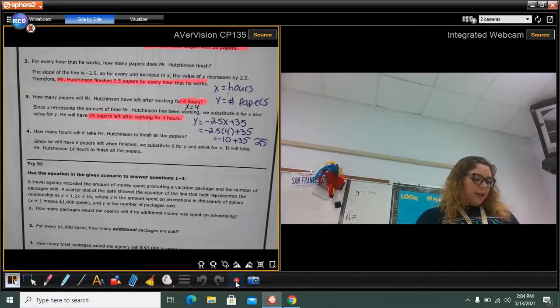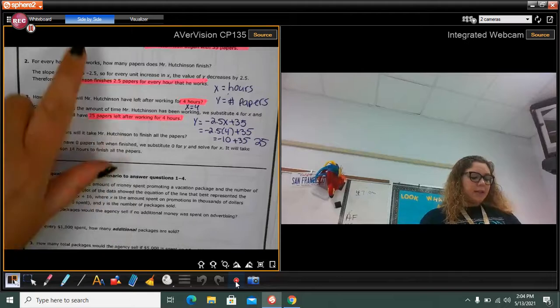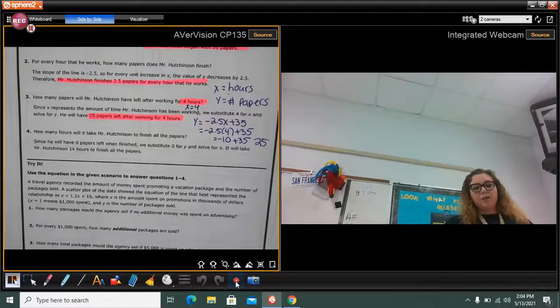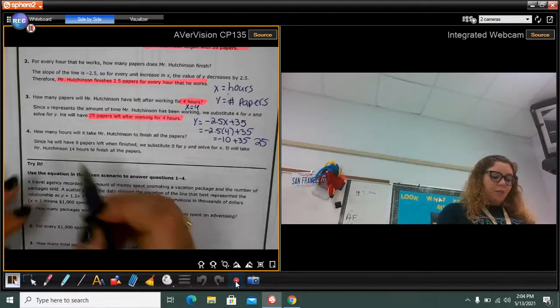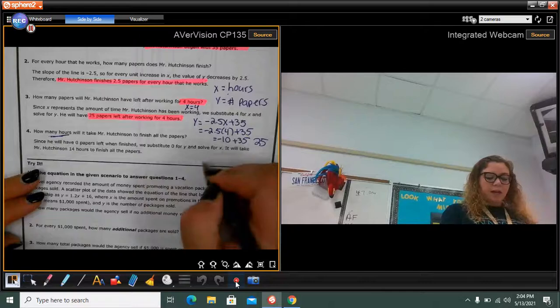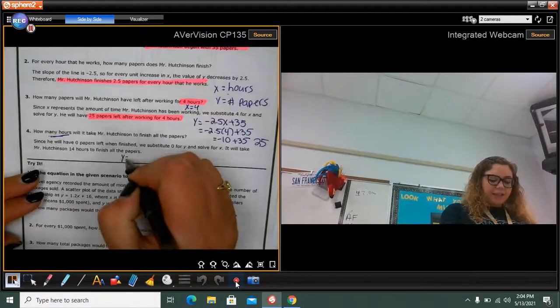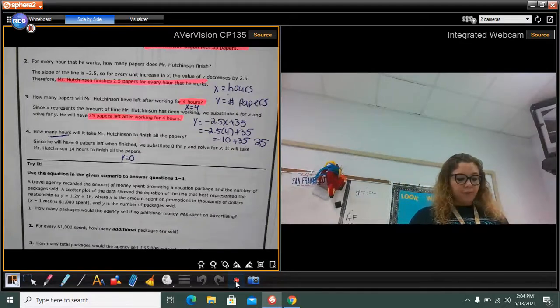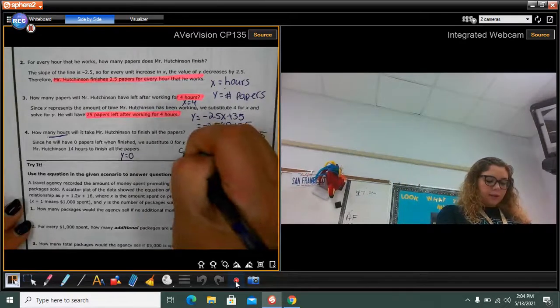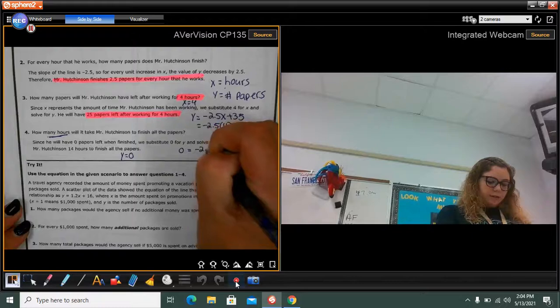Let's look at the next one. How many hours will it take Mr. Hutchinson to finish all papers? Remember, y represents the number of papers he has left. So when y is 0, that means he has none left. They want us to find how many hours. So this time we're trying to find x, and y is going to be 0, because when he's done, he's going to have 0 papers left to grade. So I'm going to plug 0 in for y and solve for x.